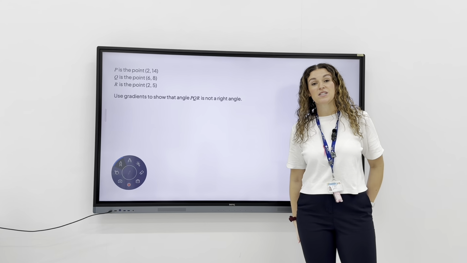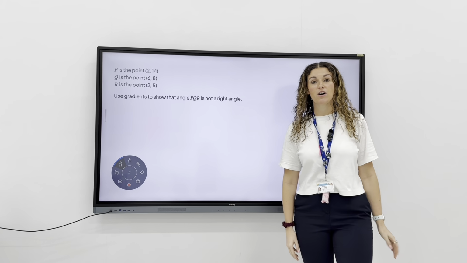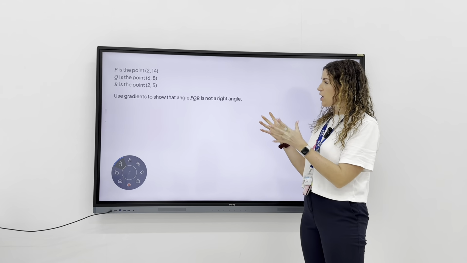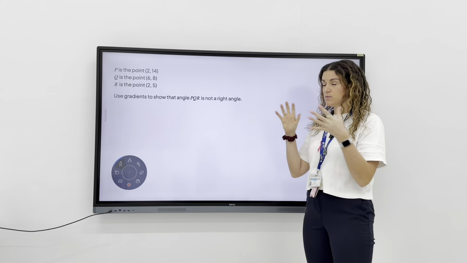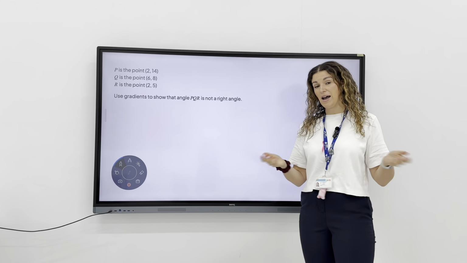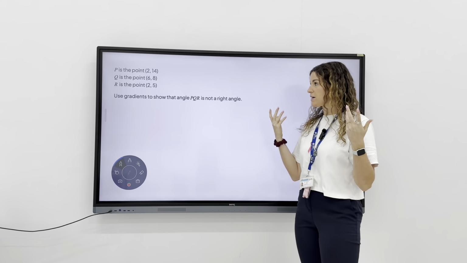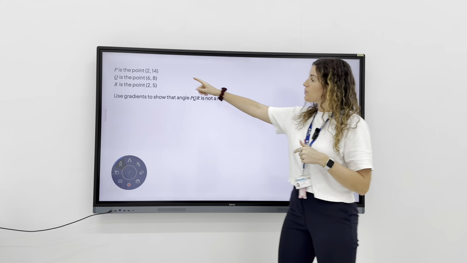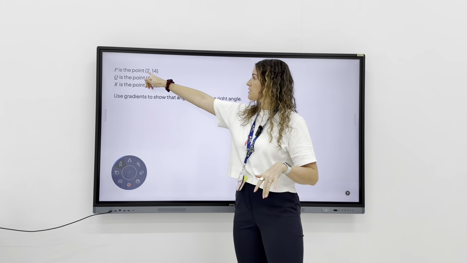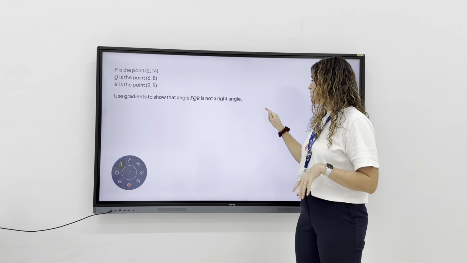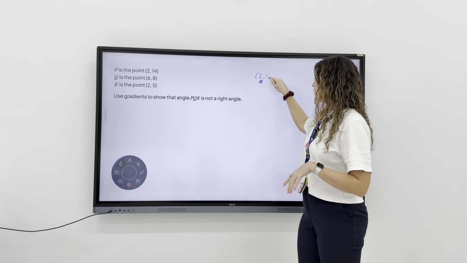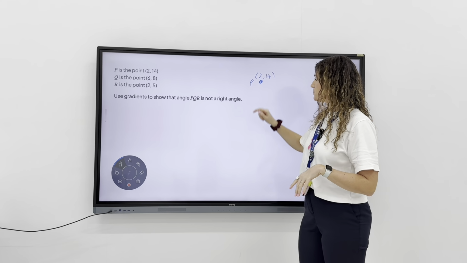Hi guys. So today we're going to look at a question involving perpendicular gradients. It's quite a complex question, this. I always find it easier to make a sketch. You don't have to do this, but for me, it helps to visualize what's happening. We are given 3 different points. P is (2, 14), so I'm going to call this P here.